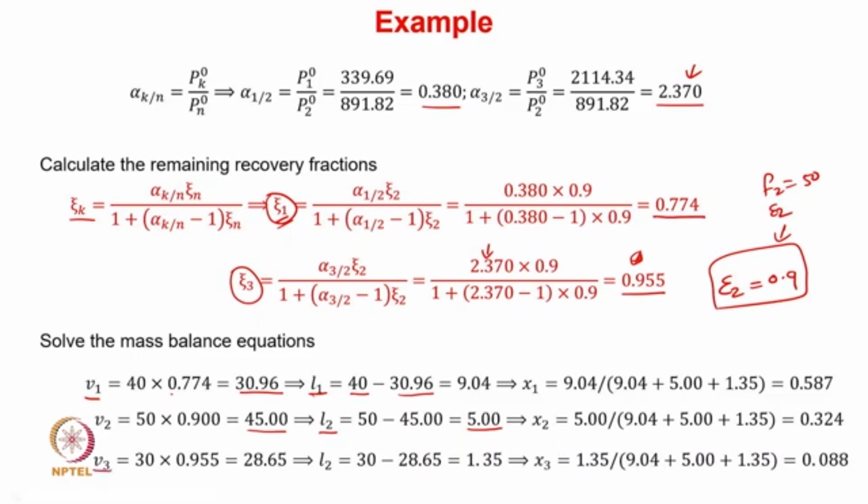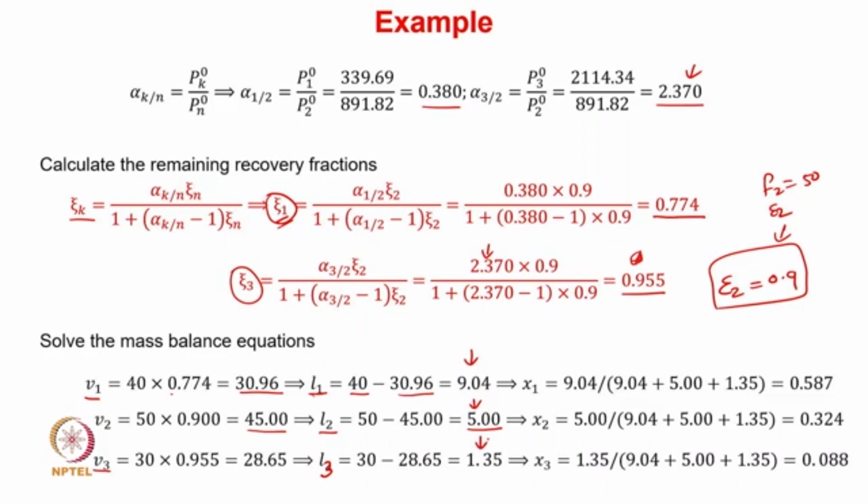Similarly, V3 will be F3 multiplied by zeta 3, and zeta 3 is 0.955. So 30 into 0.955 is 28.65. So this is L3. L3 is 30 minus V3, that is 30 minus 28.65, so it becomes 1.35. Now we have obtained L1, L2 and L3.